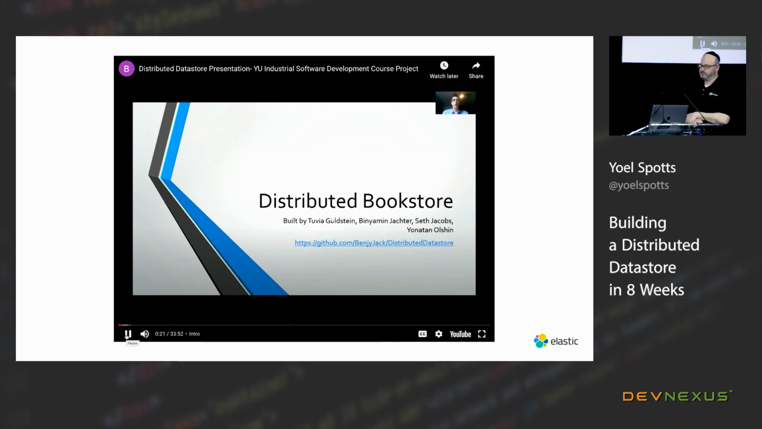This summer, we participated in the Industrial Software Development course offered by Yeshiva University, where we had the opportunity to learn from expert mentors, work as a group, interact with technologies we have never seen before, and develop our first distributed system. Yoel Spotts worked with us this summer as the mentor for this project. Yoel lives in Atlanta, Georgia, and is a senior software engineer for Elastic. He consistently challenged us and helped direct the development of our application. We're extremely grateful for all of his help.